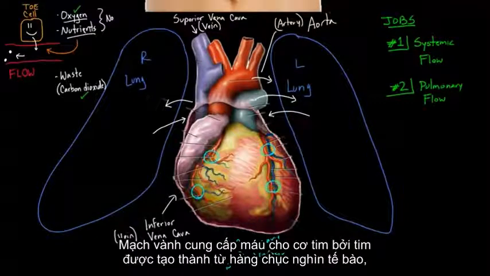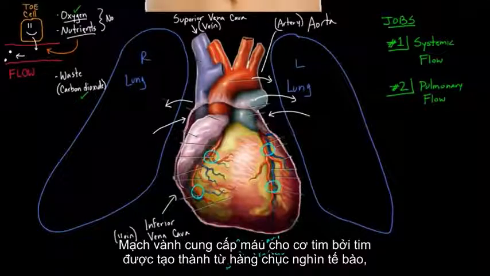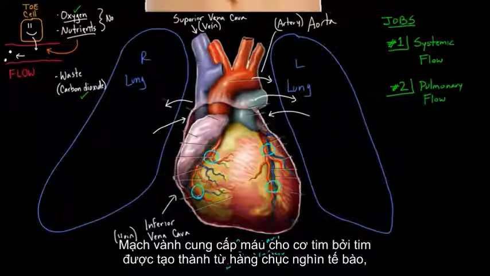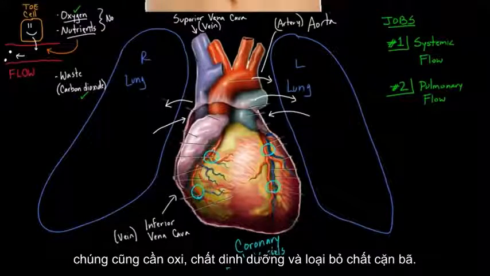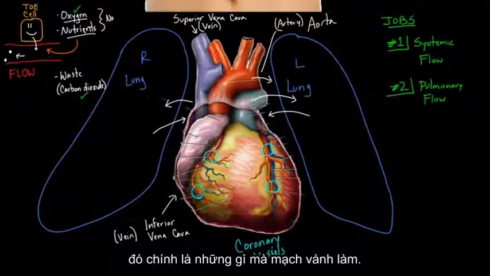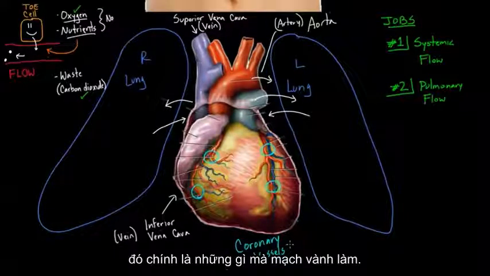So these coronary blood vessels are serving the heart muscle itself. Remember, the heart is made up of tens of thousands of cells. And those cells, just like our toe cell that we drew out in the corner, also need oxygen, nutrients, and have waste. So those cells are going to need blood vessels supplying them as well. And so that's what the coronary blood vessels are. They're literally the blood vessels that go to and serve the heart. So these are the ones that serve the heart.